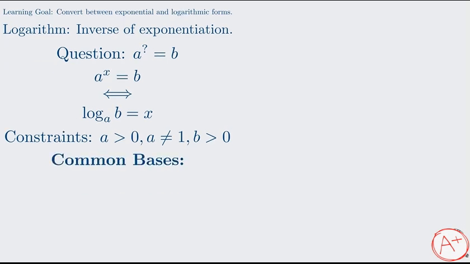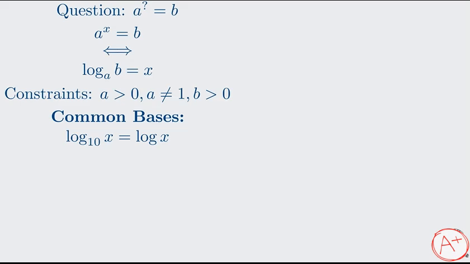There are two common bases you will encounter. In the IB syllabus, if you see a log without a base, it is assumed to be base 10. The natural logarithm, written as ln, uses the mathematical constant e, which is approximately 2.718.